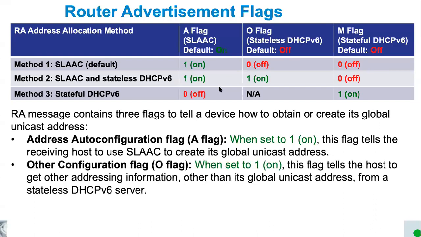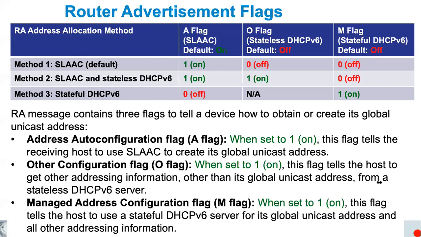The other configuration flag, when that's set, should be used with the A flag, because the device still needs to create its addressing information automatically, but it means there's other information, like maybe the address of a DNS server, to get from a stateless DHCPv6 server. Again, we're going to take a look at all three of these in upcoming videos.